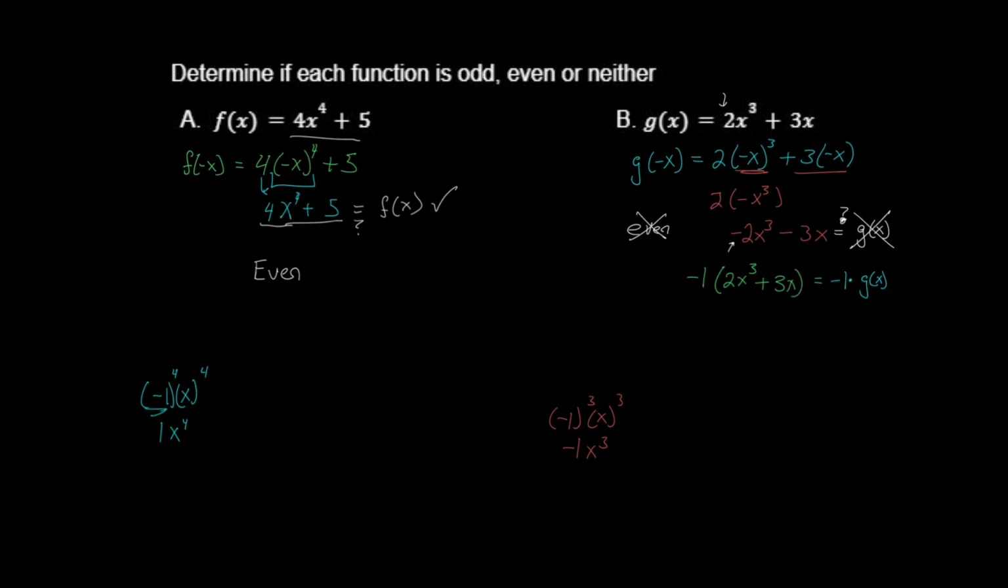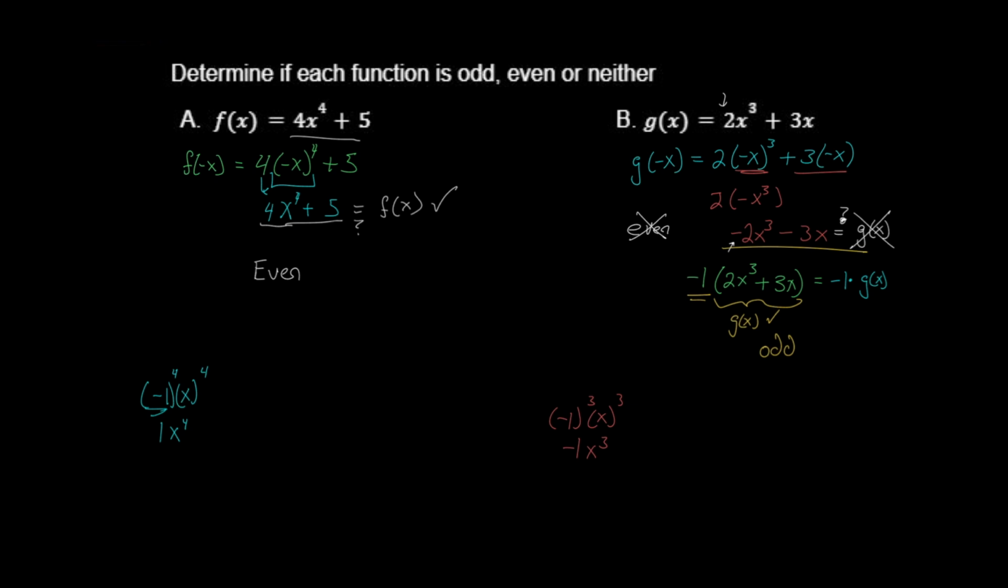So we have negative 1. Is this the original function g of x? Well, yes, it is. Therefore, this is odd. If it is even, after simplifying f of negative x, it will be the same thing as what we start with. However, if it's odd, it won't work out.